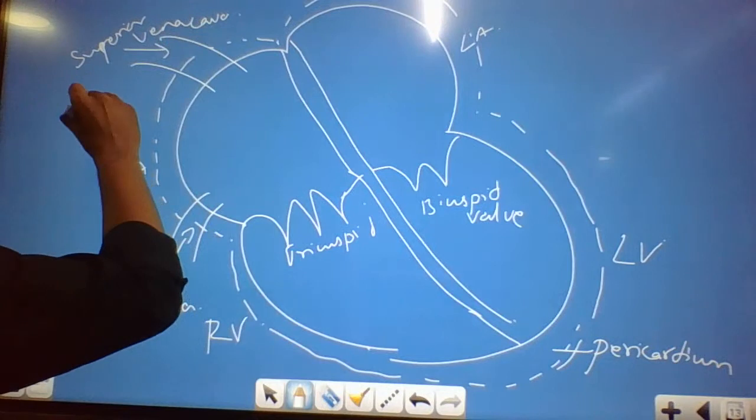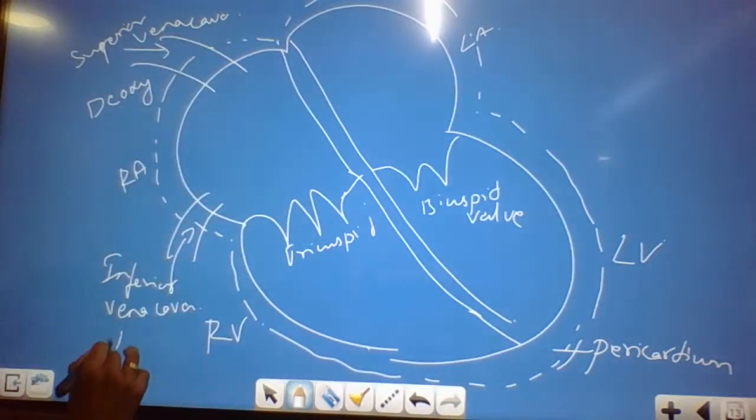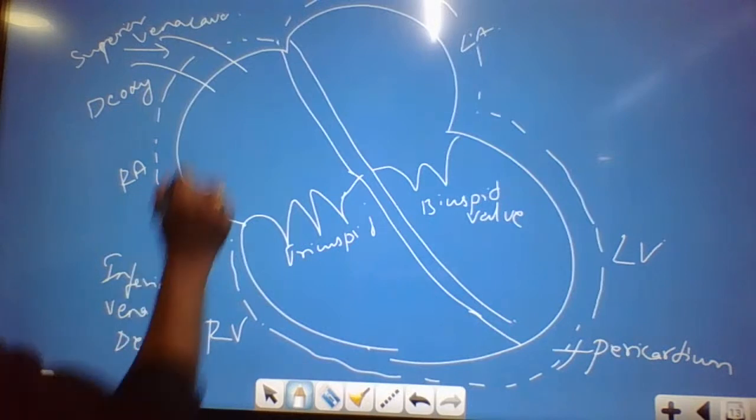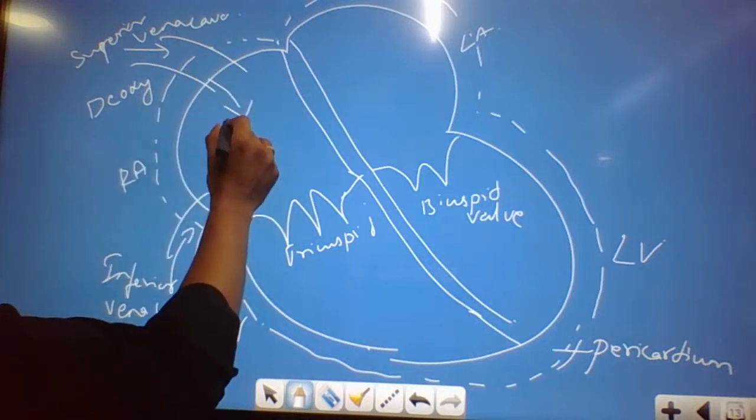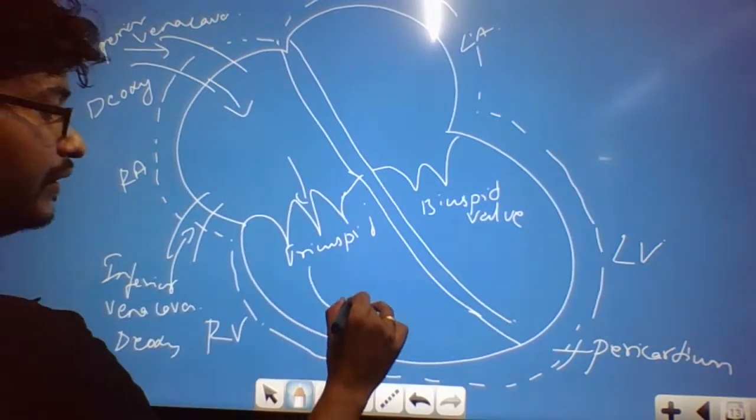Here the deoxygenated blood comes inside. Here also, again, the deoxygenated blood is coming inside. The deoxygenated blood comes to the right auricle, and then it goes to the ventricle.